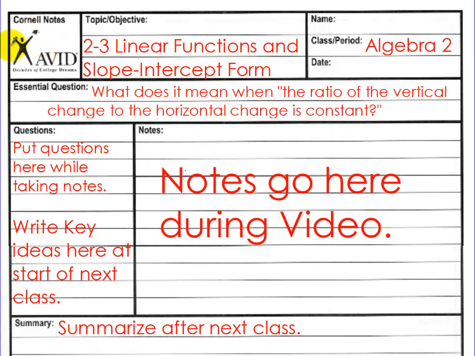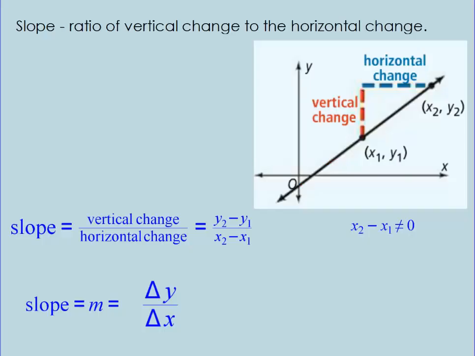Welcome, Algebra 2. This is section 2.3, linear functions in slope-intercept form. The essential question is, what does it mean when the ratio of vertical change to horizontal change is constant? Let's begin. A lot of this is review, but we're going to go over it quickly.